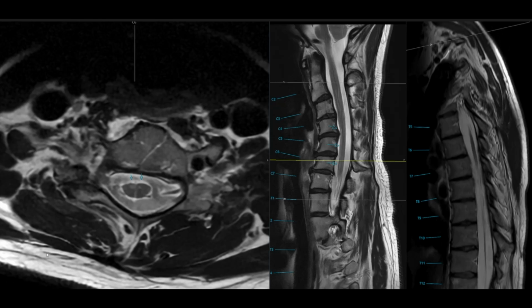Now look at the sagittal view, where you can appreciate the same signal changes anteriorly in the spinal cord. On the thoracic sagittal section, you can see the profound atrophy in the thoracic spinal cord. The entire cord is visibly thinned out as a chronic result of the extensive motor neuron destruction.